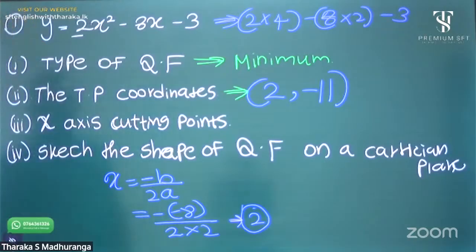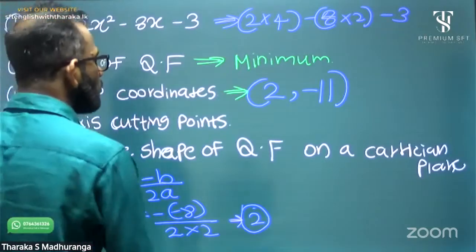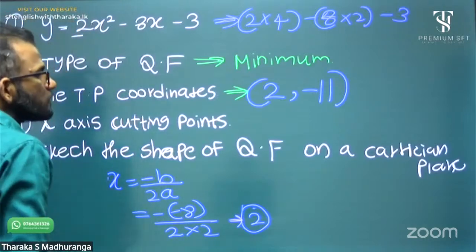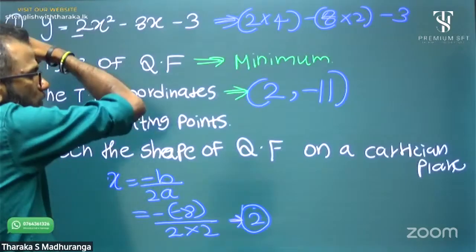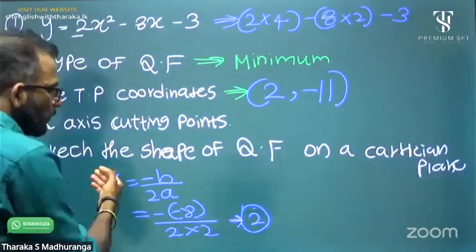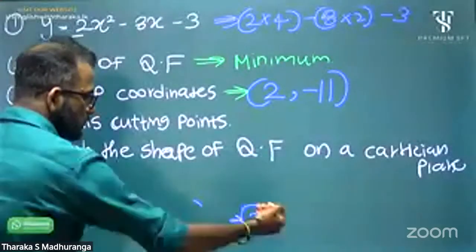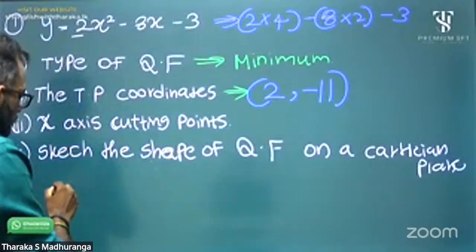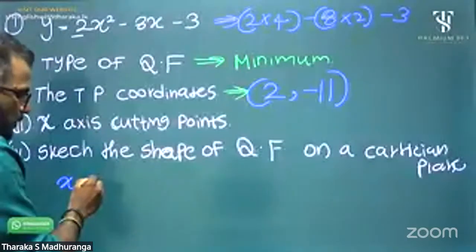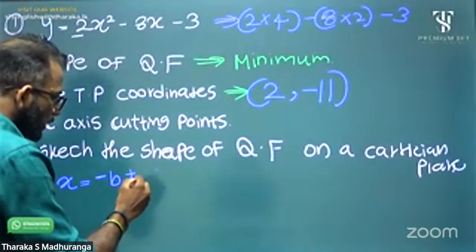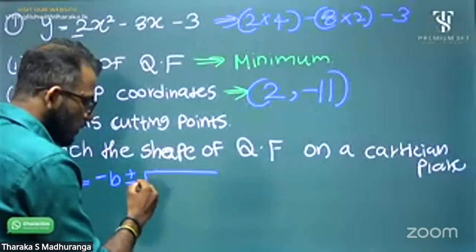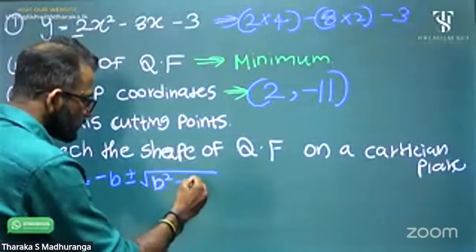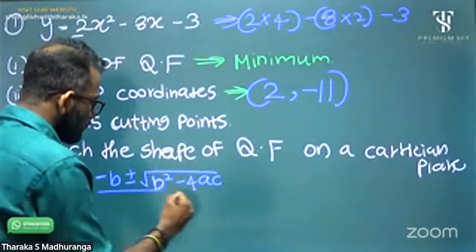Okay. Now x-axis cutting points. How to calculate x-axis cutting points now? For x-axis points, we can use our basic equation. Okay, what's the equation? x equals minus b plus or minus square root of b squared minus 4ac, over 2a.